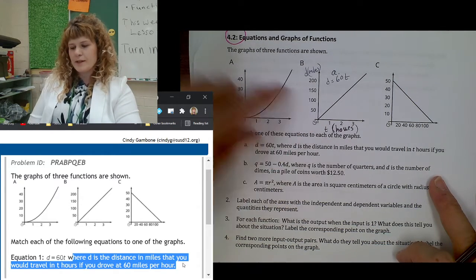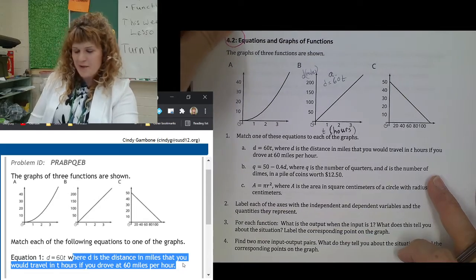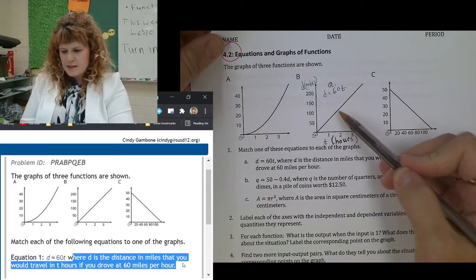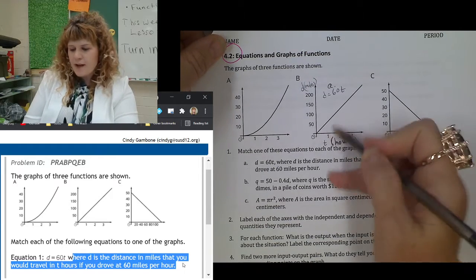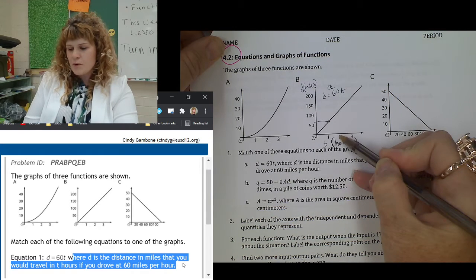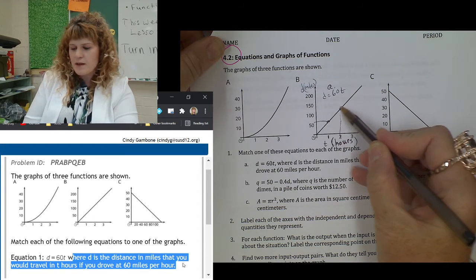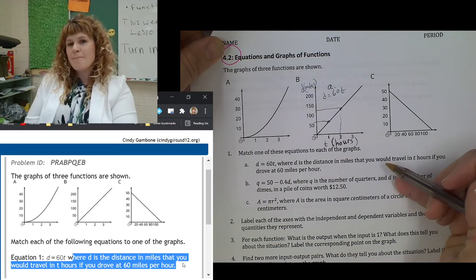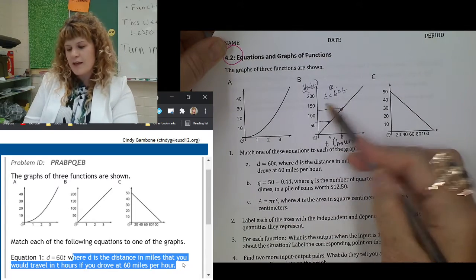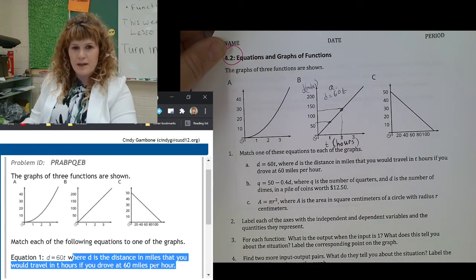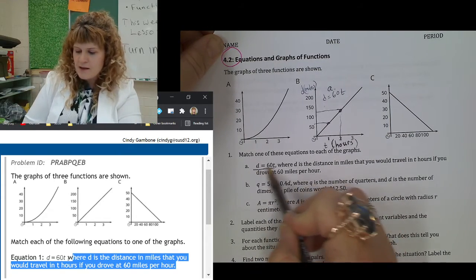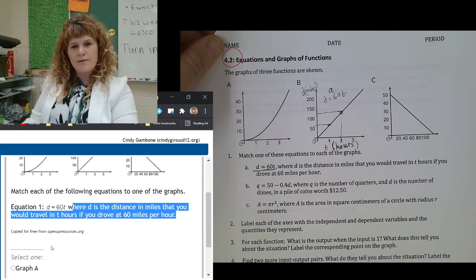Actually, I already labeled it on the graph because I got started without you. But I can tell that this is graph B because if I drove 1 hour, it would be about 60 miles. If I drove 2 hours here, it would be about 120 miles. So by looking at a point on this line, I could tell that it matches this graph B. Equation 1, which on your paper is A, it matches graph B.